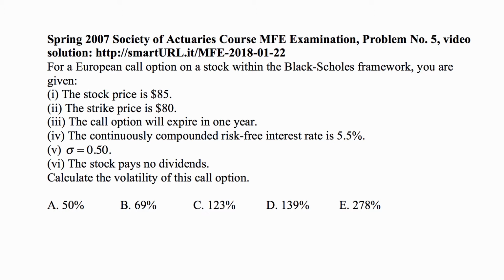The continuously compounded risk-free interest rate is 5.5%. Sigma, the volatility of the underlying stock, which is really the standard deviation of the continuously compounded random rate of return on the underlying stock, is 50%. The stock pays no dividends. Calculate the volatility of this call option.